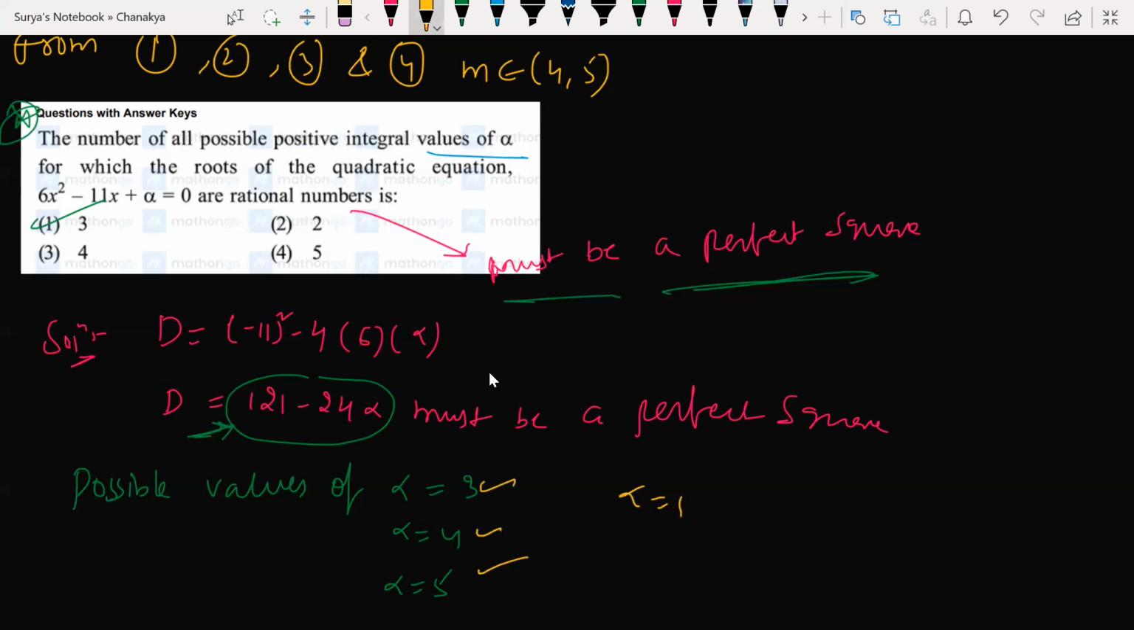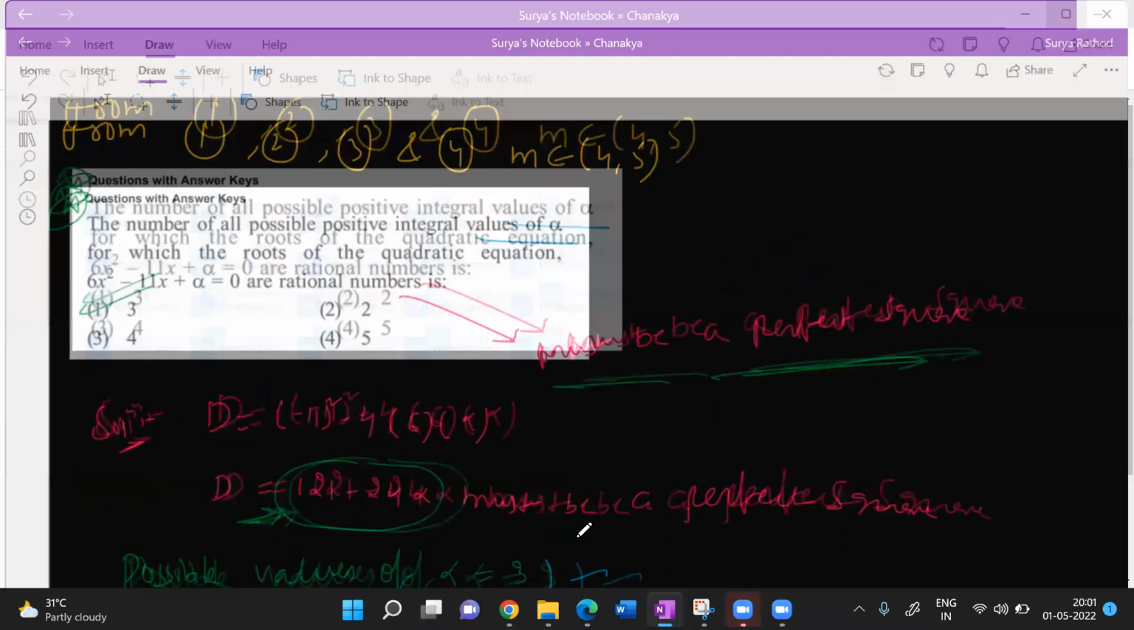If you substitute alpha value 1, beta, 121 minus 24, whatever answer you get, that is not a perfect square for sure. Check. Alpha value 2, substitute, 121 minus 48, not at all possible. 3, 4, 5, if you substitute, whatever answer I get gives me a perfect square. Hope it is clear. Next question. This is how quickly you solve this type of question.